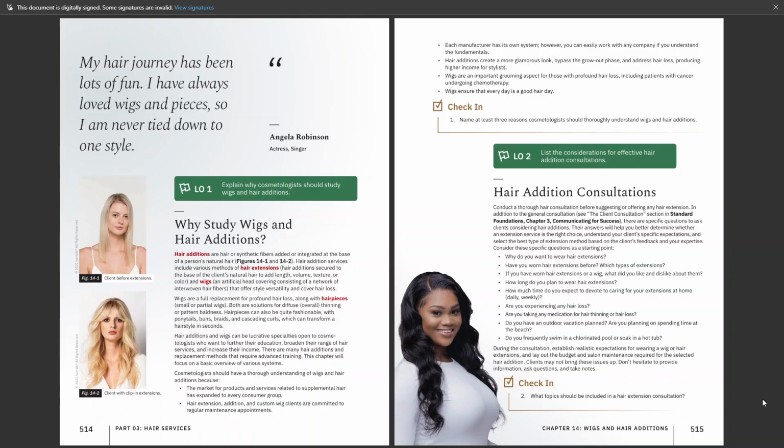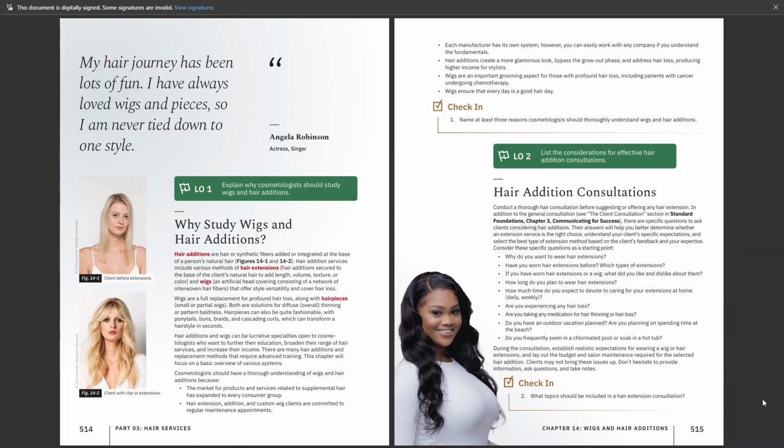And wigs: an artificial head covering consisting of a network of interwoven hair fibers that offers style versatility and covers hair loss. Wigs are a full replacement for profound hair loss, along with hair pieces, small or partial wigs. Both are solutions for diffuse, overall thinning, or pattern baldness. Hair pieces can also be quite fashionable, with ponytails, buns, braids, and cascading curls, which can transform a hairstyle in seconds.